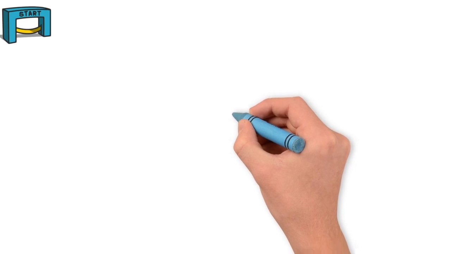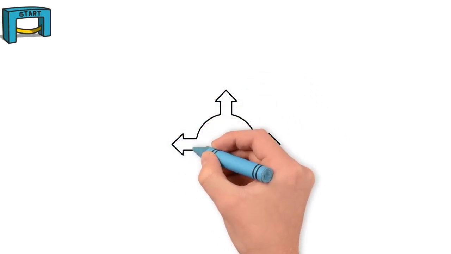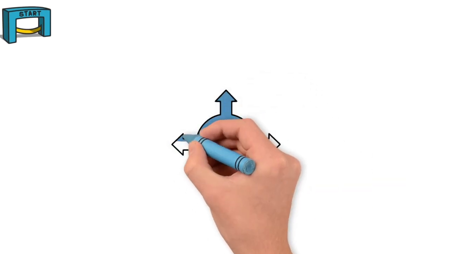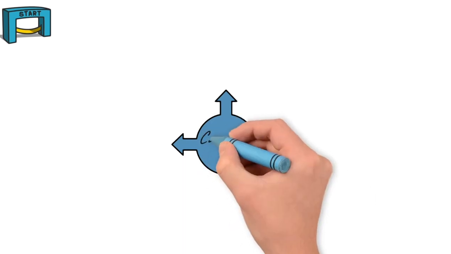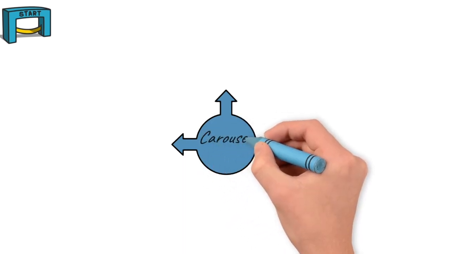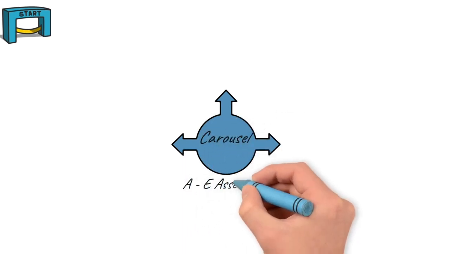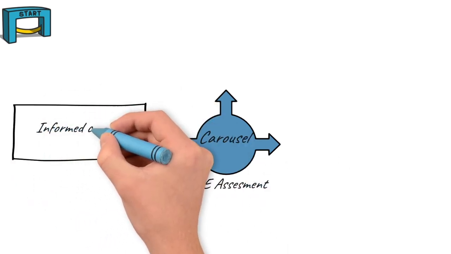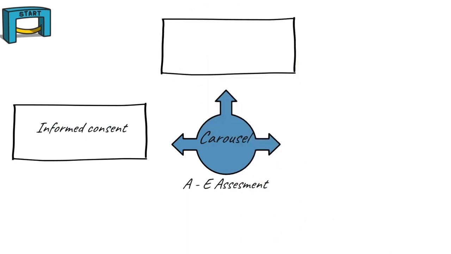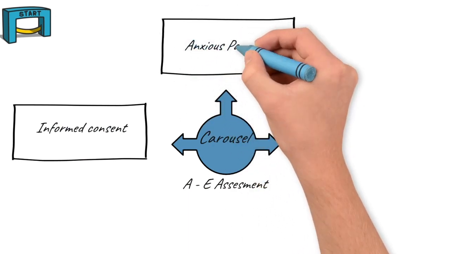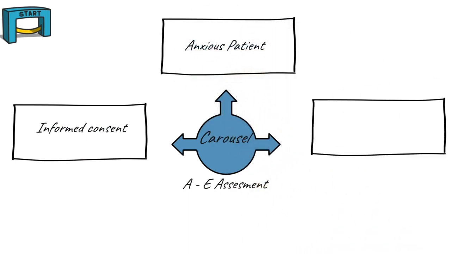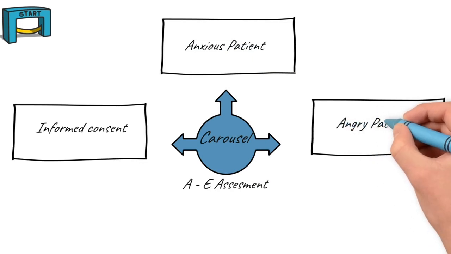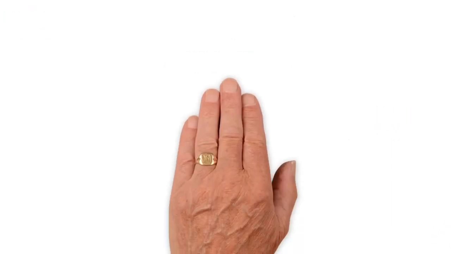With foundation simulation, it is important to note that at times you will be managing your own station due to the sheer volume of students that take part. Often we will use a carousel approach, with students rotating around different stations and you remaining in just one. For example, students may be learning an A to E assessment and will have a different goal on each station, such as gaining an informed consent, dealing with an anxious patient, or de-escalating an angry patient.